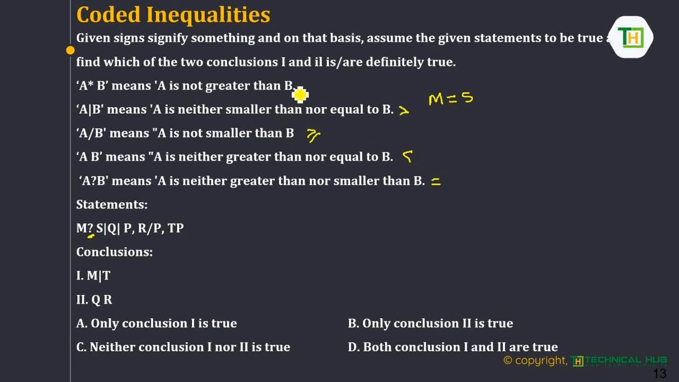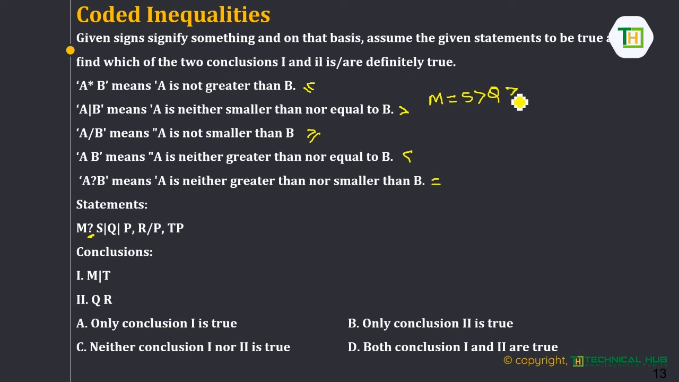A is not greater than B means A is less than or equals to B. First one, M ? S means equals to, and this symbol means greater than. So S greater than Q. Next one, Q and P, same symbol, so Q greater than P.